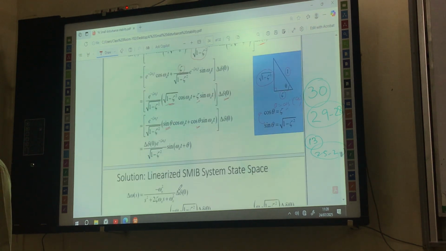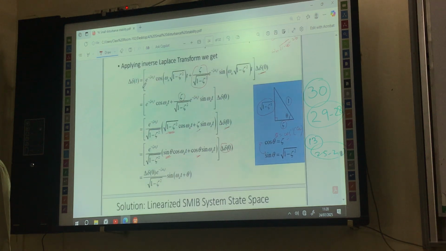Look, this term is coming first. So this is delta of 0 e to the power minus zeta omega n t over root over 1 minus zeta square sin omega dt plus theta. So this is your delta in the time domain. Now if you have the value of the initial conditions as well as the zeta and the omega n, you can find out the delta and you can plot it in the graph just with the time. Then you can see the response.